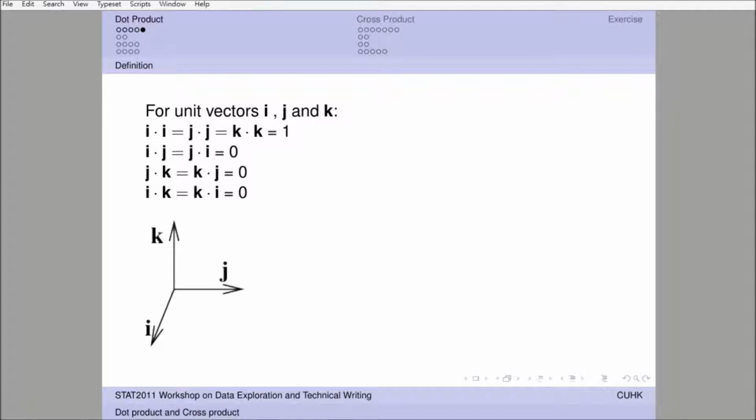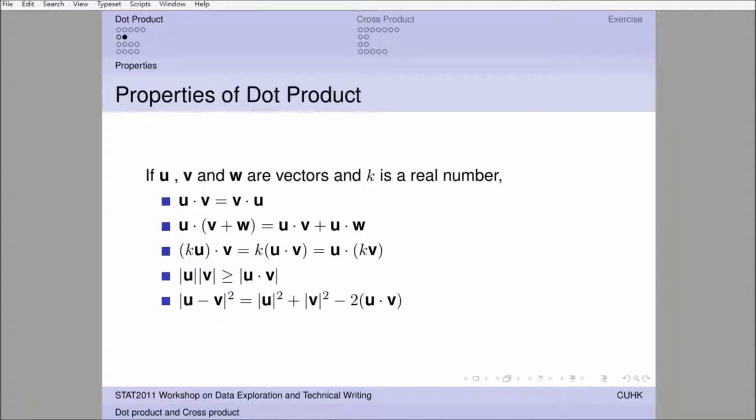For unit vectors i, j, and k, the dot product of each with itself equals 1, while that of any two different ones equals 0 because they are perpendicular to each other. Here are several properties of the dot product. Note that u, v, and w are any vectors, and k is a real number.